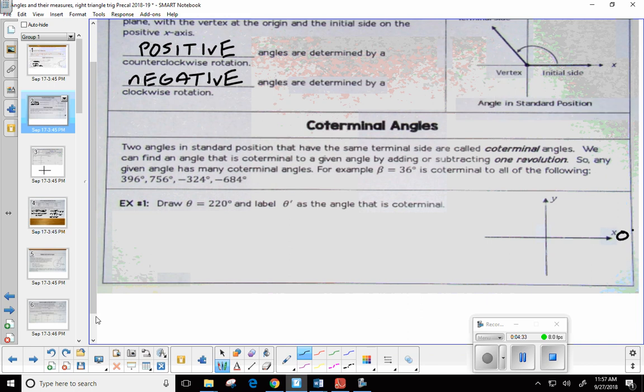If we start here on the positive x-axis, that would be 0 degrees. And let's say I rotate counterclockwise. Well, there's 4 quadrants we have here. So how many degrees in one quadrant? 90. All right, so I'm going to have 90 degrees here. Half of 360?